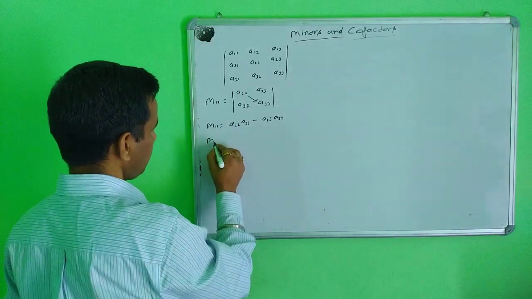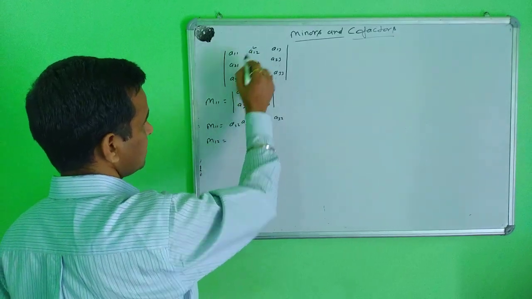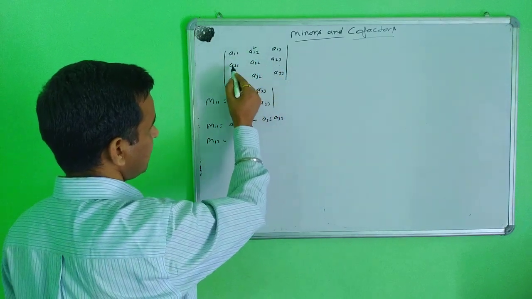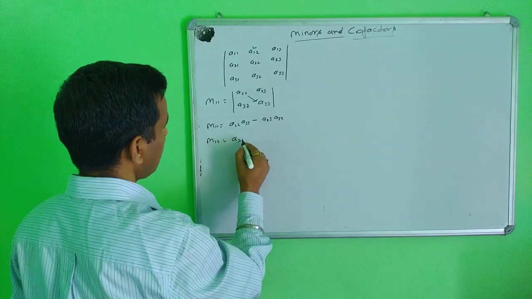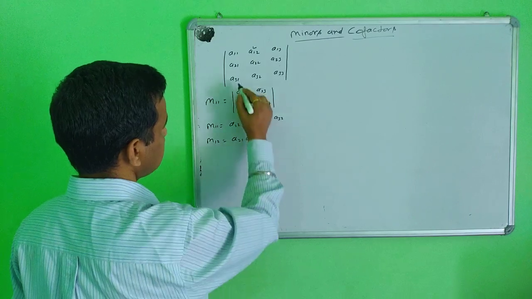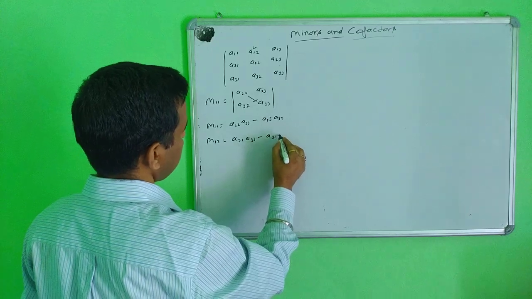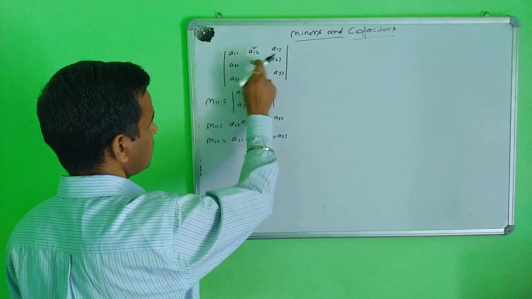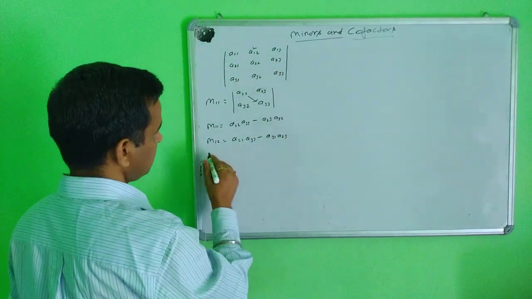Similarly, the minor of A12. This row and this column will be hidden. Then multiply this and this. So similarly, multiply A21 and A33 minus A31 and A23. This row and this column hidden, 1, 2, 3, 4 will be left. This multiplied by this can be written here.